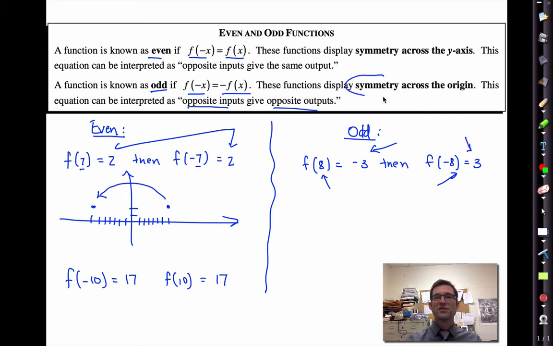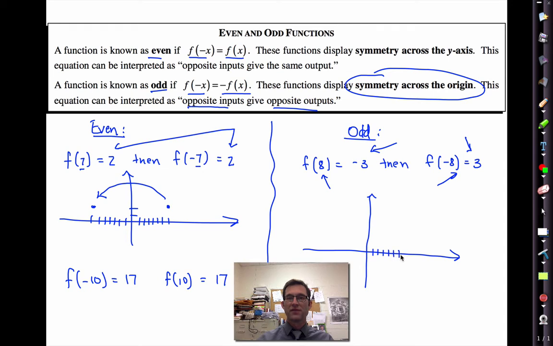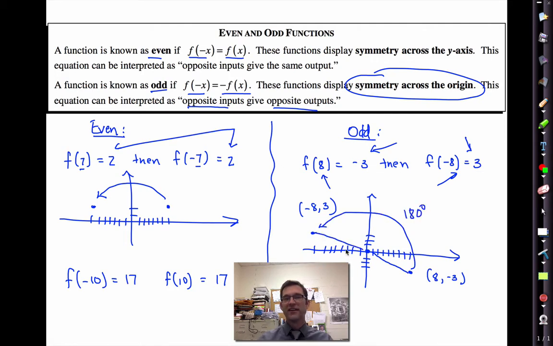Now again, it's got what's called symmetry across the origin. Let's talk about these two points. If I went to 1, 2, 3, 4, 5, 6, 7, 8, 1, 2, 3, I'd have the point 8, comma, negative 3, and here would be the point negative 8, positive 3. Symmetry about the origin is this idea that if I connected this with a straight line and then rotated it 180 degrees in either direction, it would land right there.